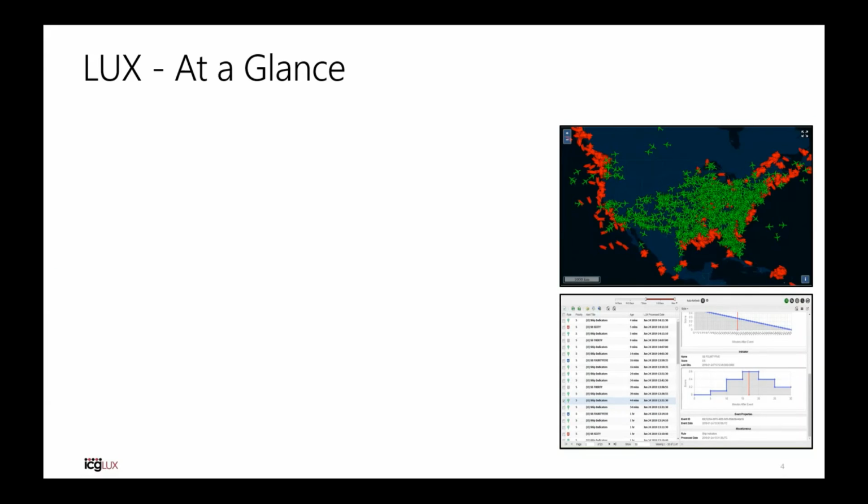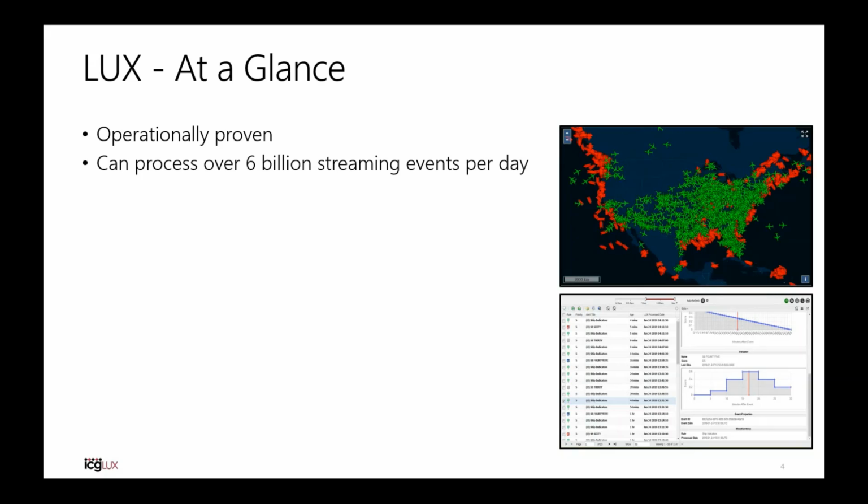Now that we've gone over the major features of the user interface, here are a few quick facts about the LUX platform. LUX is a stable and operationally ready platform. It's proven itself in mission-critical environments for many years. LUX has processed over 6 billion events per day in a production environment. And this was achieved on a single rack-mounted server while executing a customer's full rule and analytic workflow.